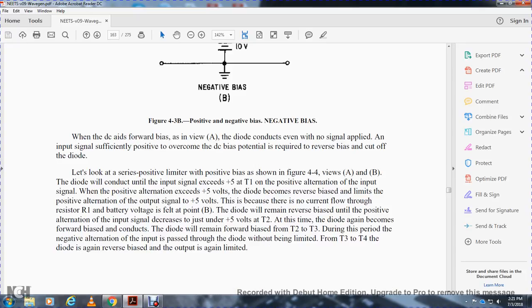When the DC is forward biased, as in view A, the diode conducts with the normal signal applied. The input signal must be sufficiently positive to overcome the DC bias potential, and a reverse bias is required to cut off the diode.